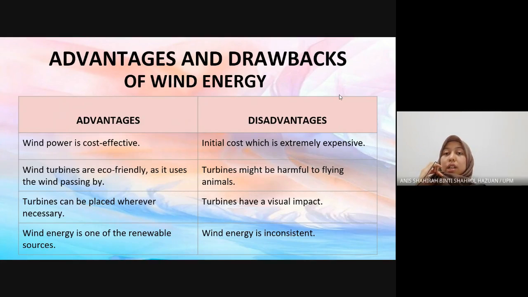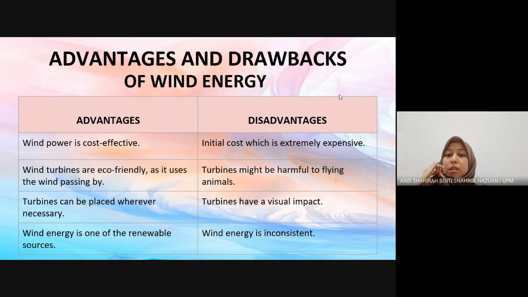Then now we are going to the disadvantages of wind energy. The first one, the initial cost, which is extremely expensive. This is for if we want to build the turbines, they are extremely expensive. So yeah, that is one of the drawbacks. And then turbines might be harmful to flying animals. As we know, turbines are usually huge in sizes and they can harm flying animals like birds.